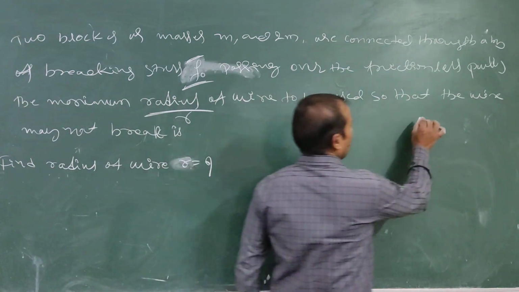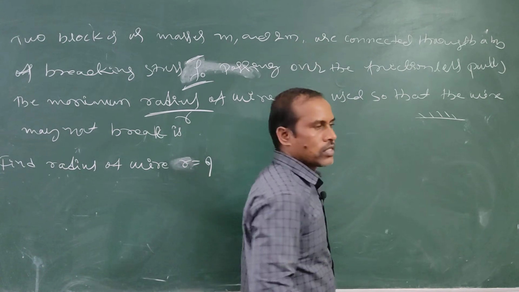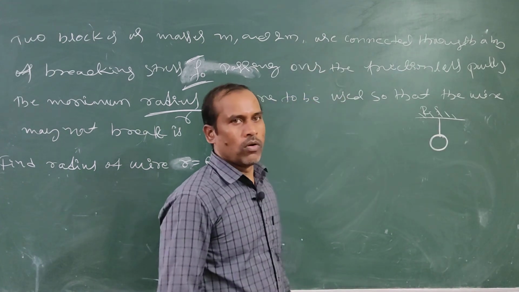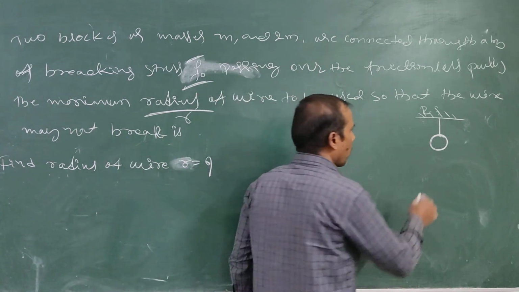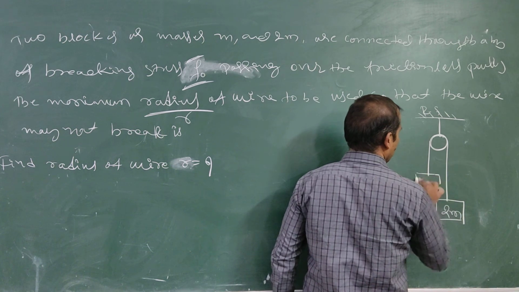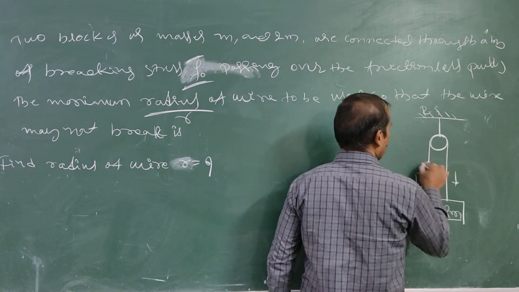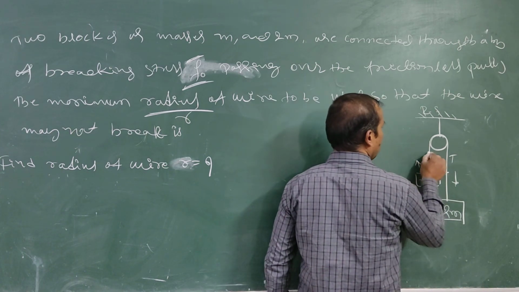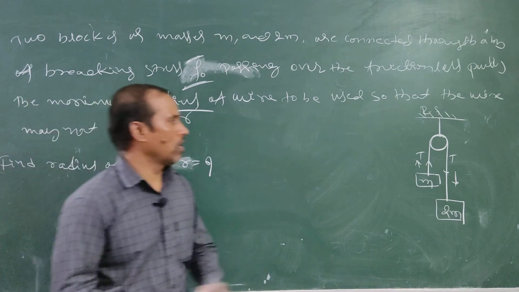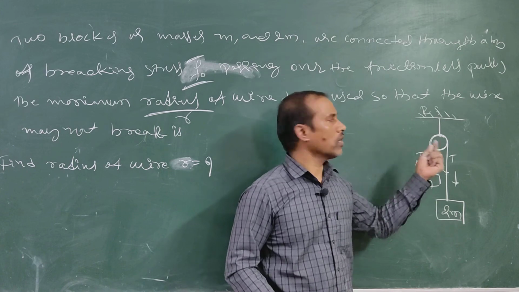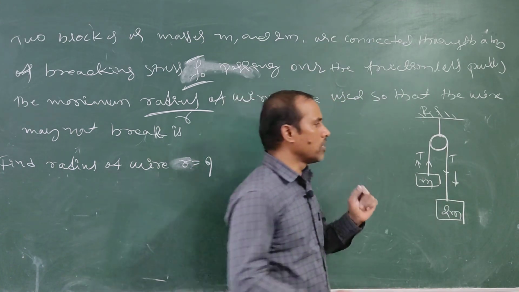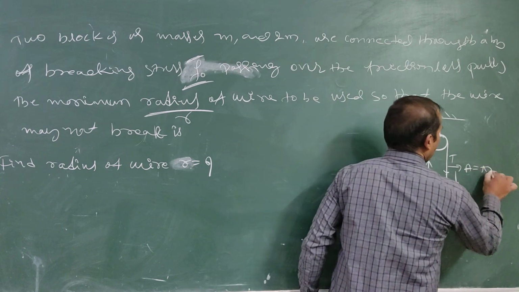So first of all, the diagram. This is a rigid support, here a frictionless pulley. Two blocks are connected with the wire, one block 2m, another block just m. The 2m block moves downwards and the other block moves upwards. The tension in the string is T; tension is nothing but force. The pulley is frictionless. The area of the cross section of this wire is A, that is equal to pi r square.